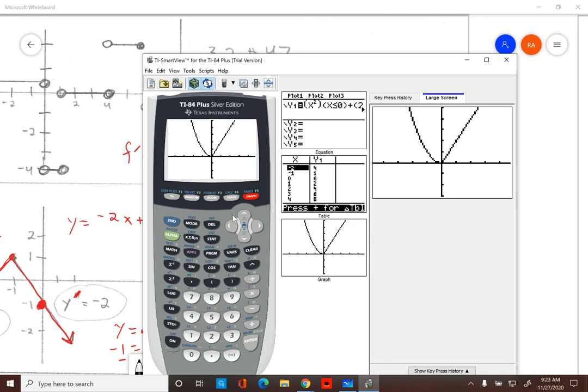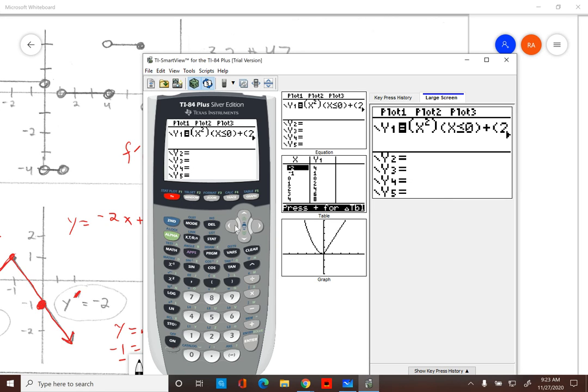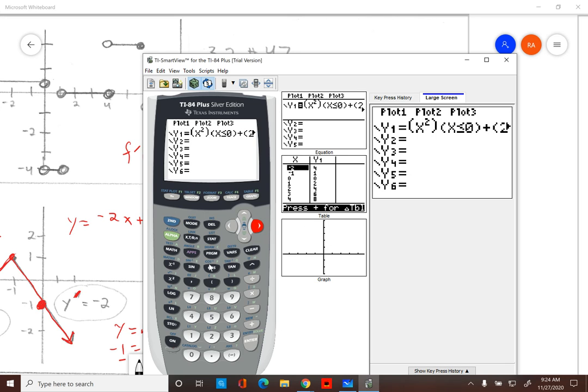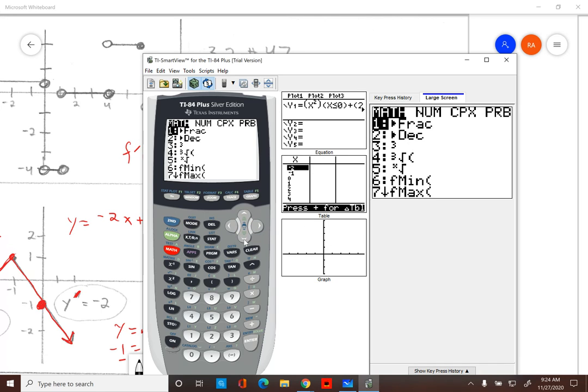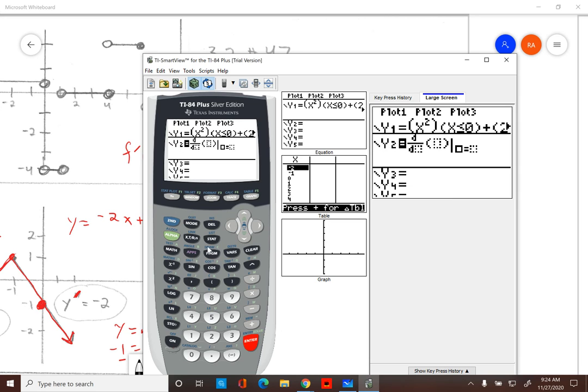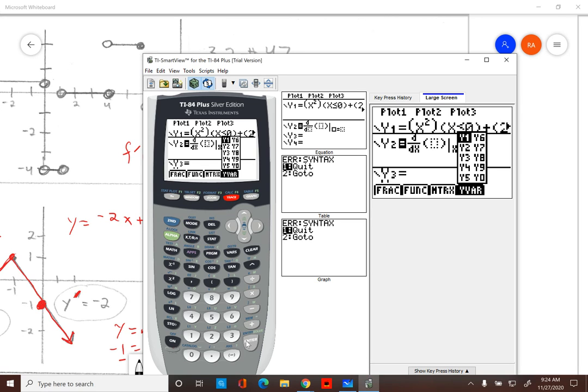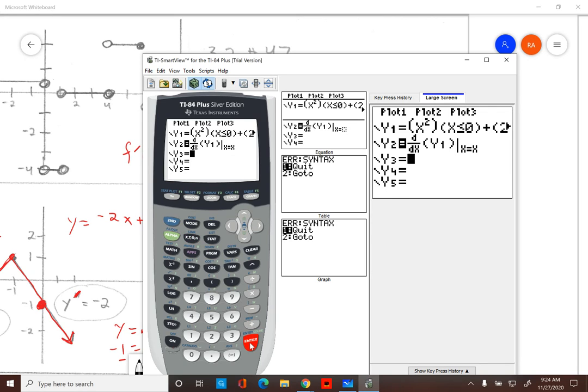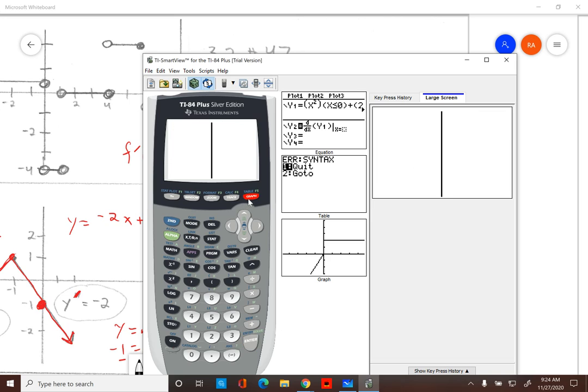Okay, now it wants us to do the derivative, the numerical derivative. So I'm going to do that on y2. I'm going to turn this off. And then on y2, I'm going to hit math, and then either go down to number 8 or just hit 8. And then again, we have to do d/dx, put the x there, and then alpha trace for y1 for all x values, x equals x. Okay, and if I just graph that, it's going to take a second here, boom, and boom.